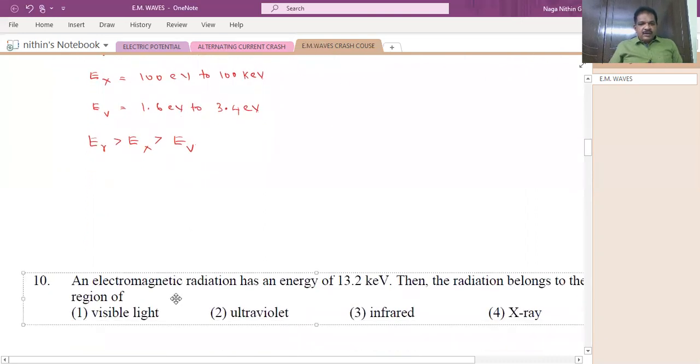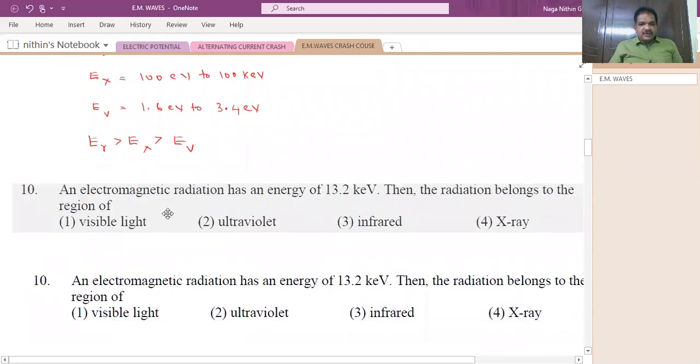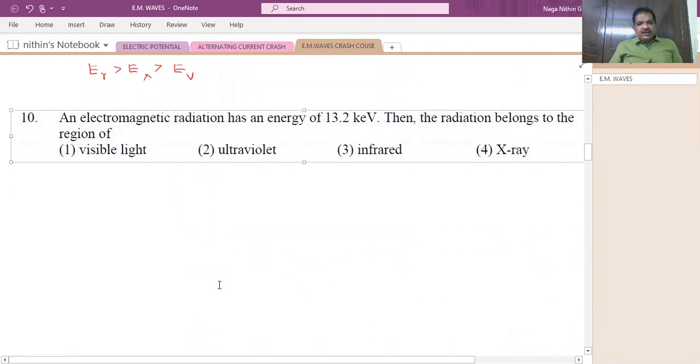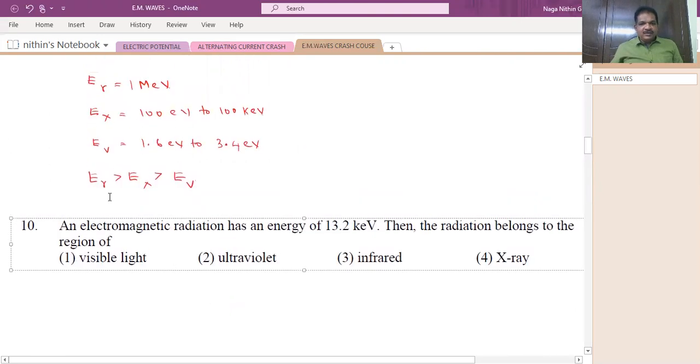Okay. Next, see the next question. Electromagnetic radiation is having energy 13.2 kilo electron volt. This radiation belongs to which region? Already I told you 100 electron volt to 100 kilo electron volt, that energy radiation is X-rays. So the answer for this will be X-rays.